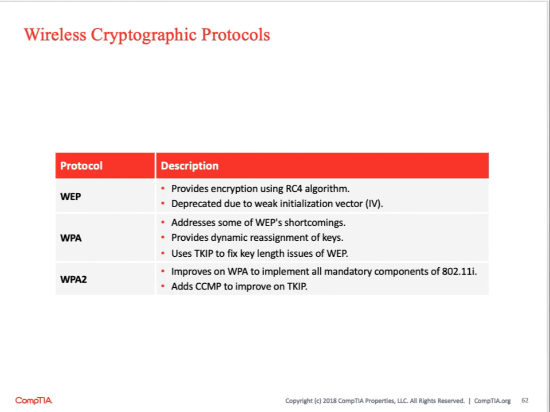Wireless cryptographic protocols. So we have WEP. WEP is going to use 64-bit, 128-bit, or 256-bit encryption using RC4. However, this was deprecated because it's basically considered a security hazard because it relied on an initialization vector to randomize its keys, and it had only a 24-bit initialization vector, and this was really vulnerable to attacks in order to predict the IV value. Then we have WPA, so that's Wi-Fi Protected Access.